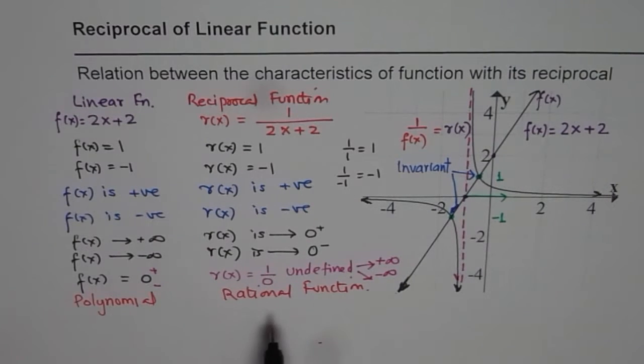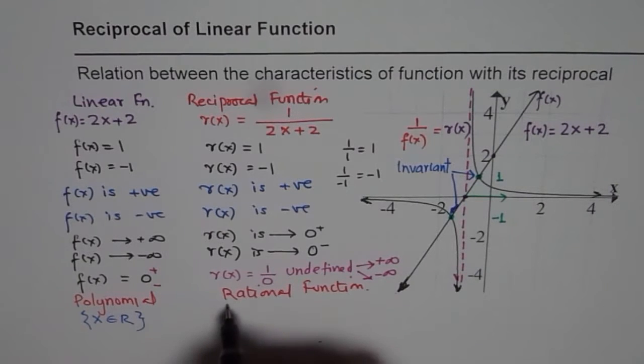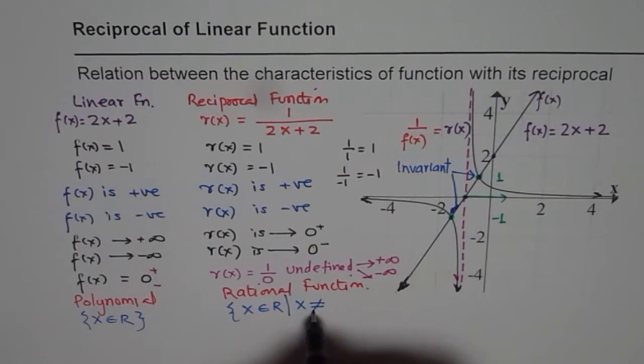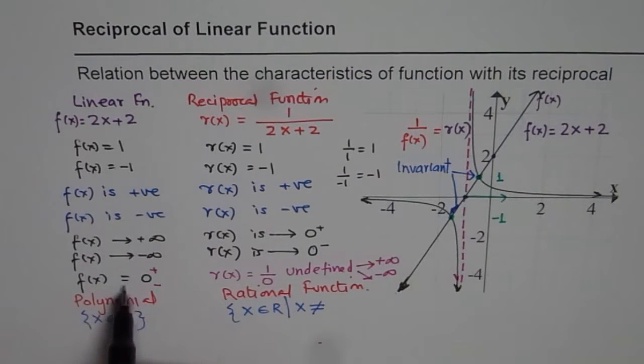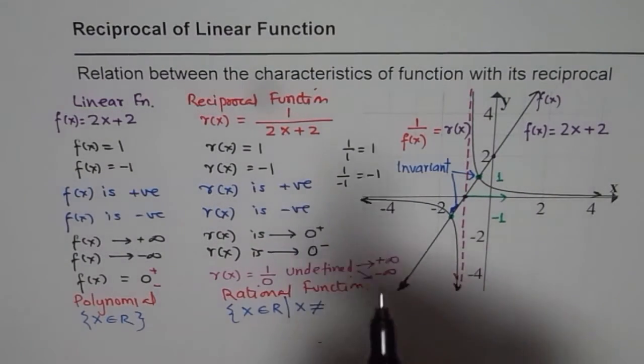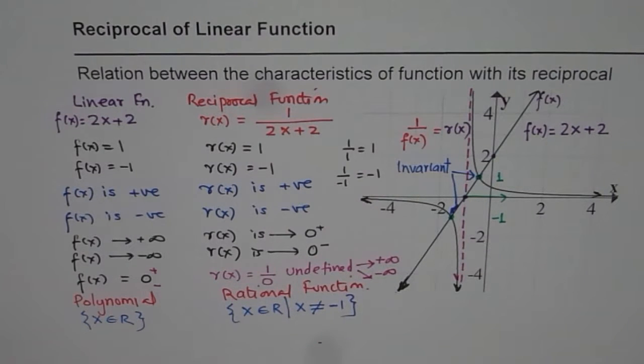What you also observe here is that in the domain of your linear function, the domain is x belongs to real numbers, where there are no restrictions. However, here the domain is restricted, so x belongs to real numbers, but x is not equal to wherever this function is 0. In this case, the function is 0 at -1. So in this case, x is not equal to -1. Do you get the point?